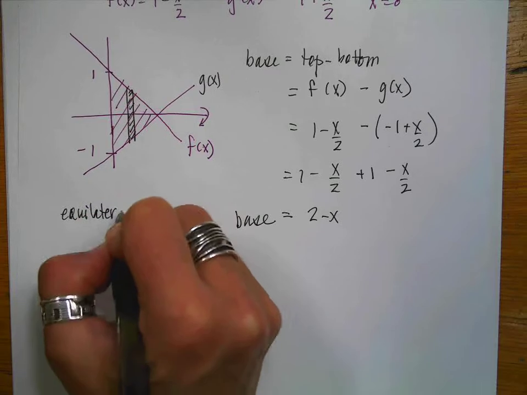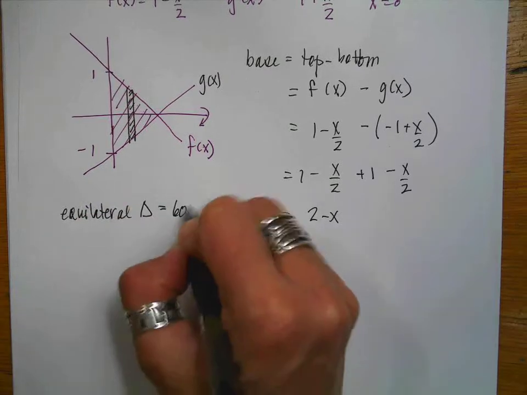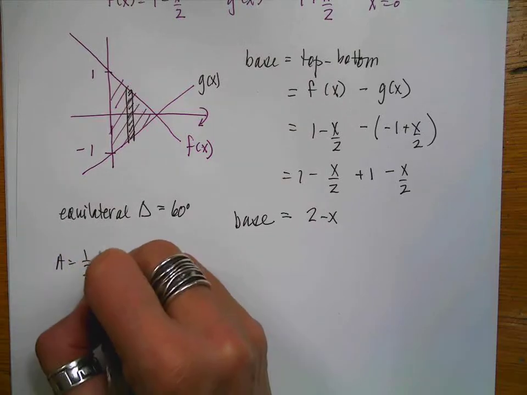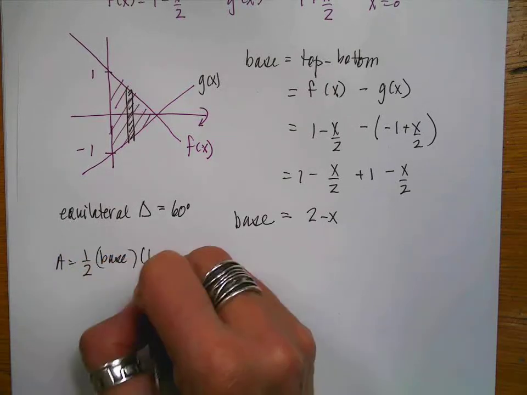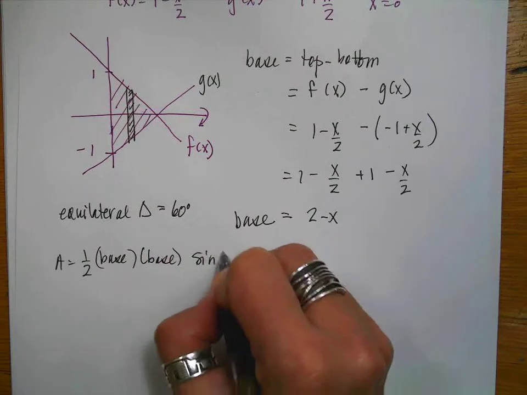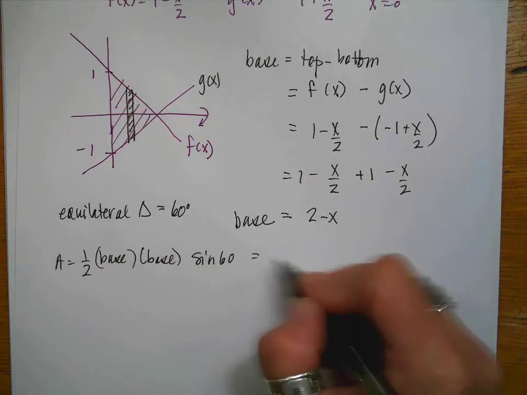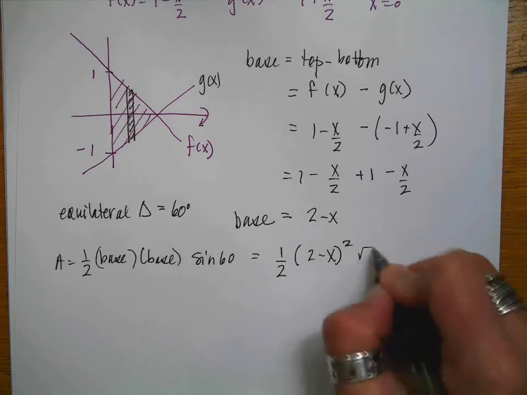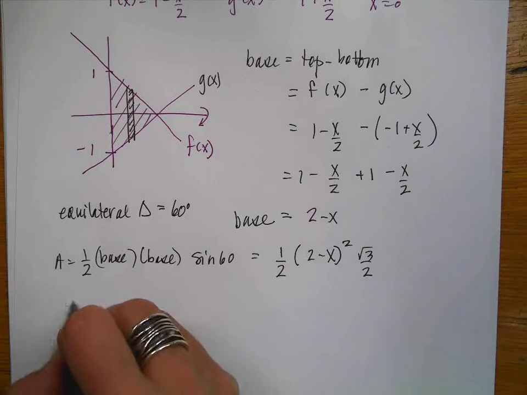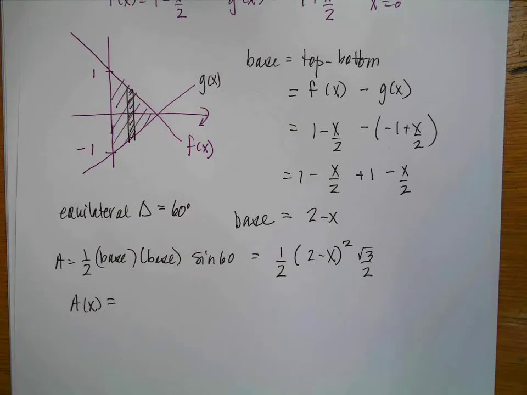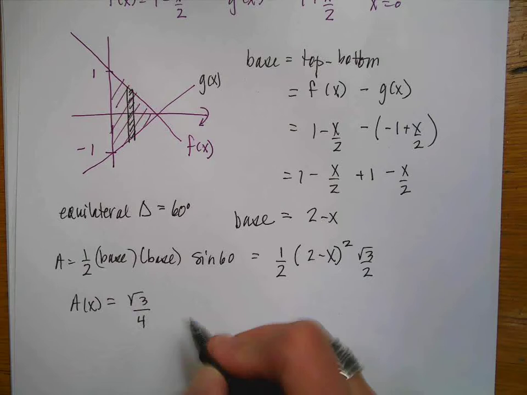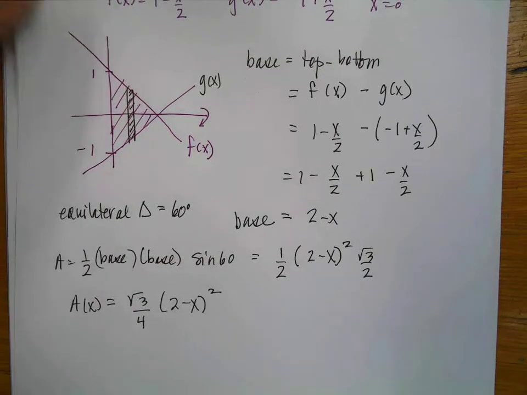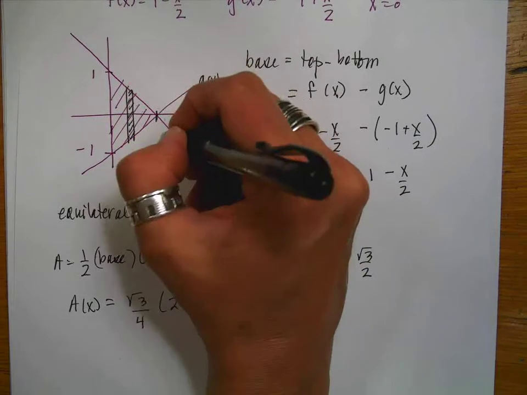So it's an equilateral triangle, which means that the angles are all 60 degrees. So my area formula is going to be 1/2 the side, which is a base, times the side, times the sine of 60 degrees. Okay? So this is going to be, here's the half. My base is going to be 2 minus x quantity squared. The sine of 60 is radical 3 over 2. So my area in terms of x is going to be radical 3 over 4 times my 2 minus x squared. So now I'm going to set up my integration.